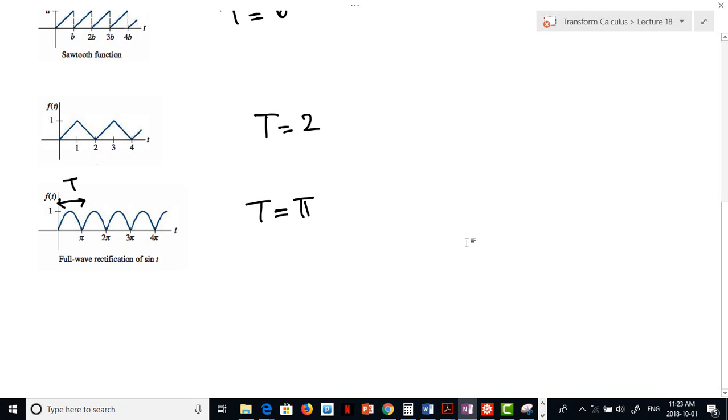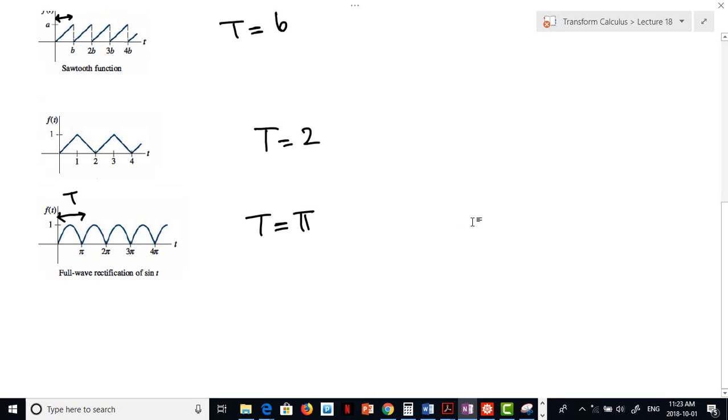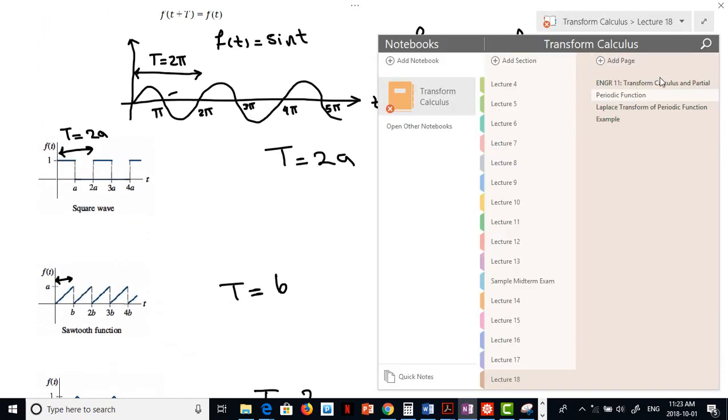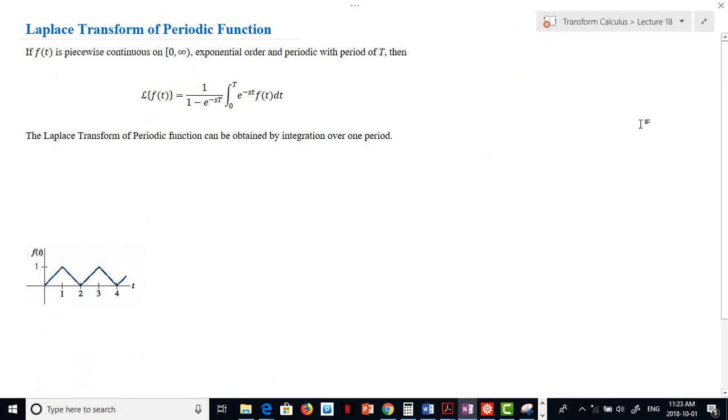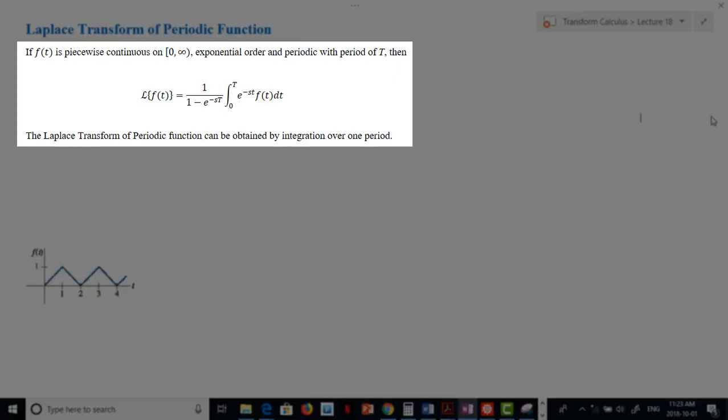So now we know periodic function, and we know how we can find period of a function. As a result, we can go to Laplace transform of periodic function and find it using a given formula. If f(t) is piecewise continuous on the range of 0 to infinity and of exponential order and periodic with the period of T capital, then Laplace transform of f(t) is equal to 1 over 1 minus e to the power of minus s times T capital, the integral from 0 to T capital, e to the power of minus st, f(t) dt.